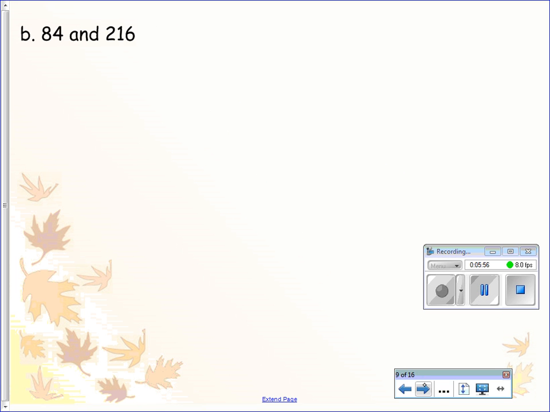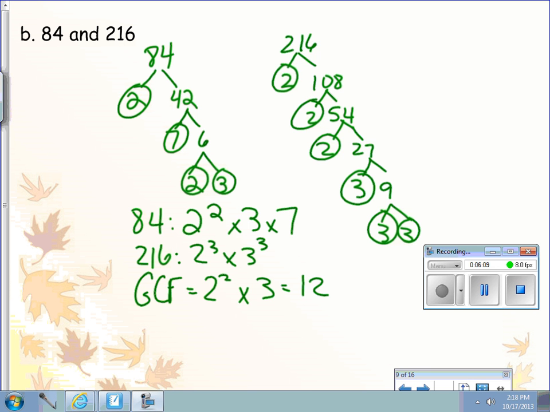Let's practice it again. Do your prime factorization tree for 84 and 216. List the totals. Find your greatest common factor. So you'll notice your tree for 84. You'll notice your tree for 216. I tallied up my prime factorization. 84 is equal to 2 to the second power times 3 times 7. 216 is equal to 2 to the third power times 3 to the third power.